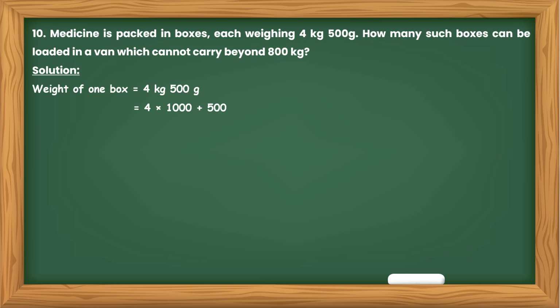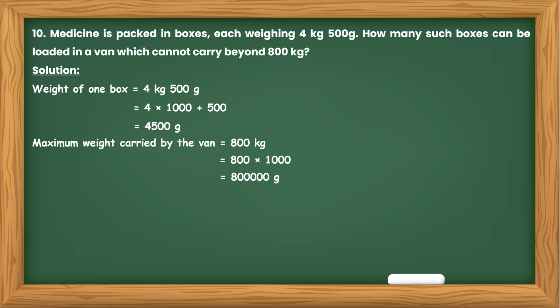So again, we'll convert this kg to gram. 1 kg is 1000 gram. So 4 kg is 4 into 1000. So it is 4500 grams altogether. And the maximum weight that can be carried by the van is 800 kg. So 800 into 1000 is 8 lakh gram.